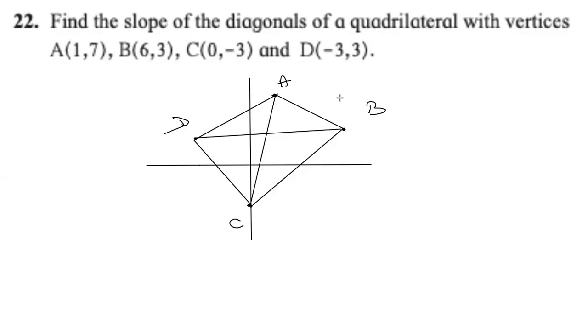Right? In the guide, it is assuming that the quadrilateral is A, B, C, D. We cannot assume, because it is not given that the quadrilateral is A, B, C, D. We have to find out what that quadrilateral is, which I have not written on the screen.